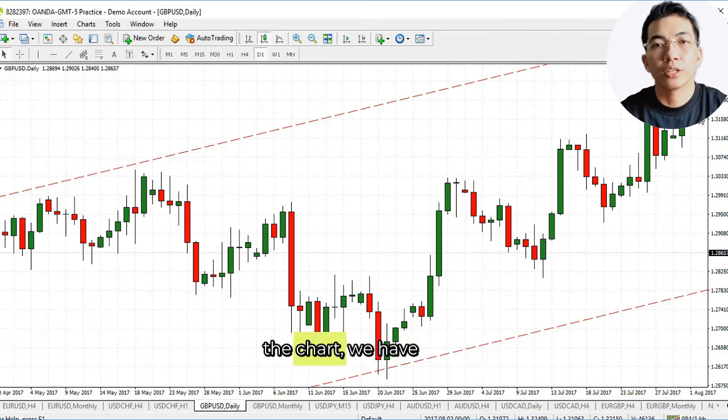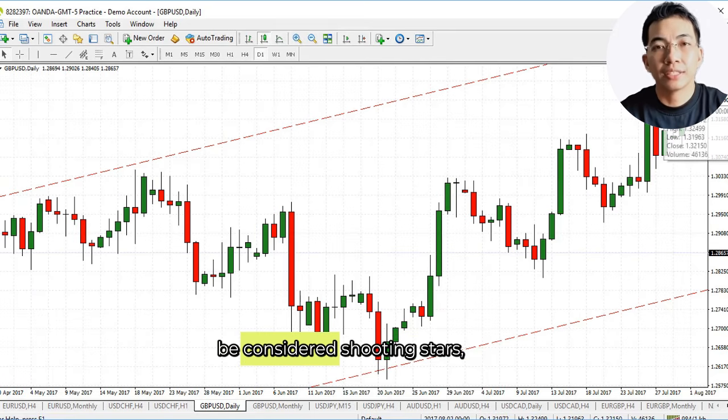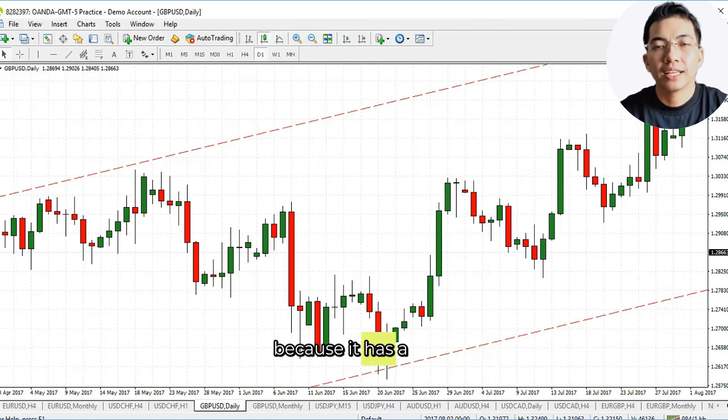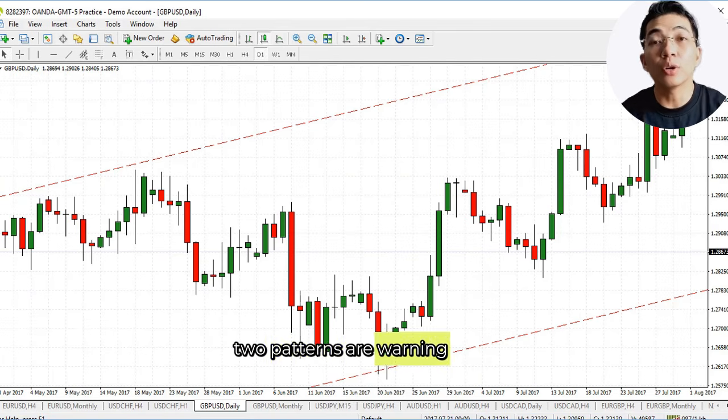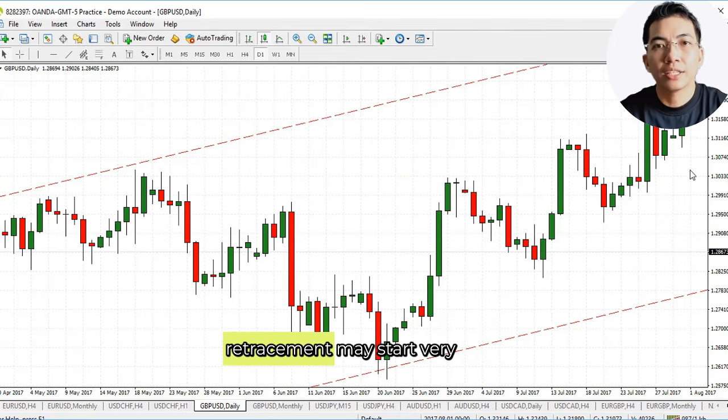At the end of the chart we have two candles that can be considered shooting stars, especially the second one because it has a very small lower shadow. So we are at the top of the channel and we have two shooting stars. I will take my profit from my long positions and check what happens next, because these two patterns are warning me that sellers are starting to step into the market and a retracement may start very soon.